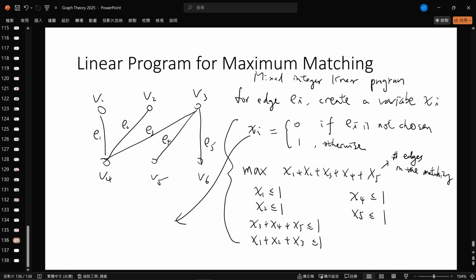Okay. So, but for maximum matching, actually we can replace this constraint with this linear constraint, indicating that xi is at most 1 and xi is at least 0. So xi cannot be negative, but at most 1. If you replace this binary constraint with this one, then this becomes a linear program. And you can always solve a linear program in polynomial time.